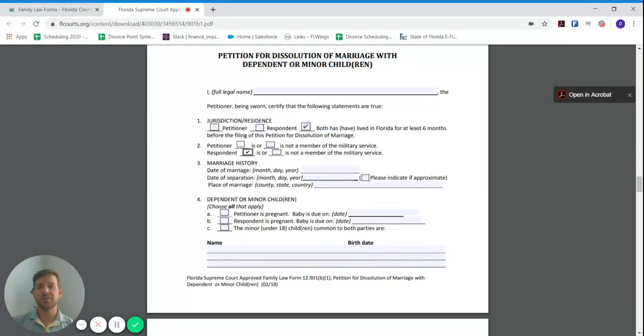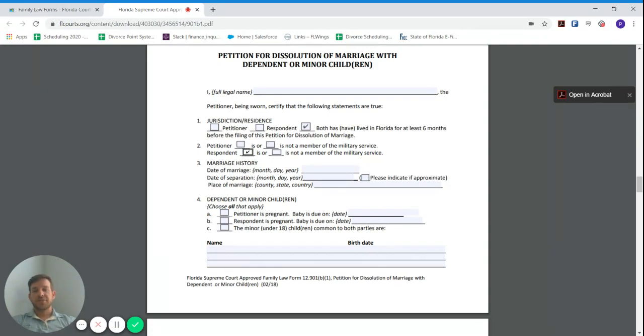Now you're going to go through and put in what we call our marriage statistics. The month, day, and year you were married, and the date you were separated. An approximate is totally fine. We do it all the time because sometimes people have no idea the date they were actually separated. They know they got ticked off. They left the house sometime in June of 2018. We use that, and we just indicate that it's an approximate. Then you're going to indicate the place of marriage.